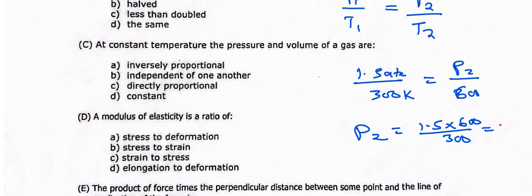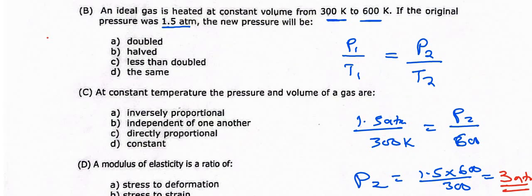Okay, Godfrey is getting 3, so that's 3 atm. If you notice, it was 1.5, so it has doubled. So the correct answer here is going to be A. That's what happens. We've done the calculation to check what happens, so this is what we're going to get.